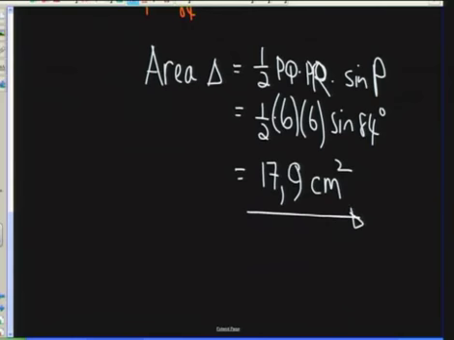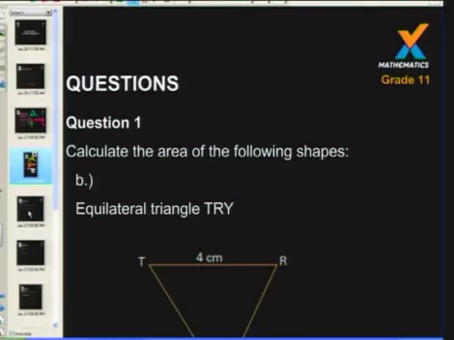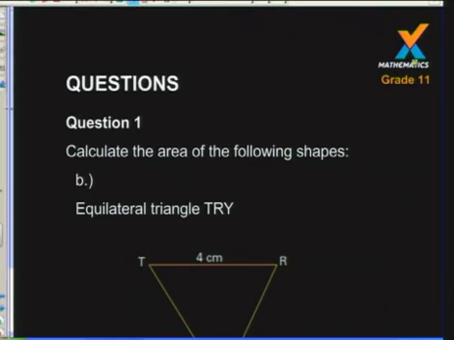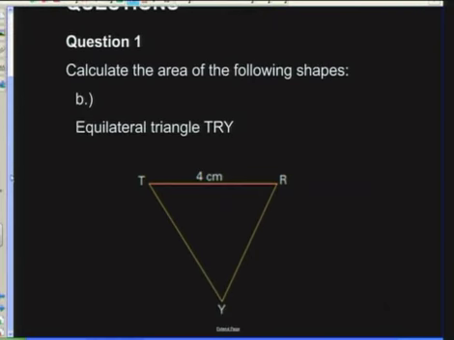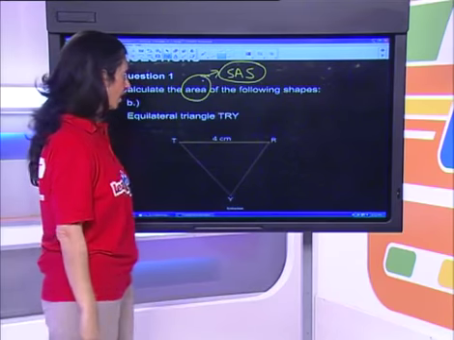Okay, right, so a nice example to start us off. Let's go on to the next one. Calculate the area of the following shape, the equilateral triangle TRY. Okay, so again, working with area, we would like to get a side angle side, otherwise we can't get the area. Included angle between the two given sides.